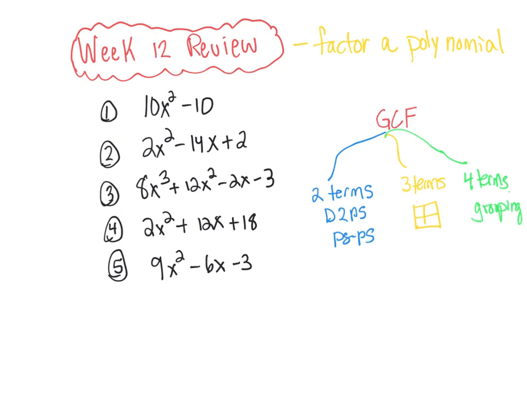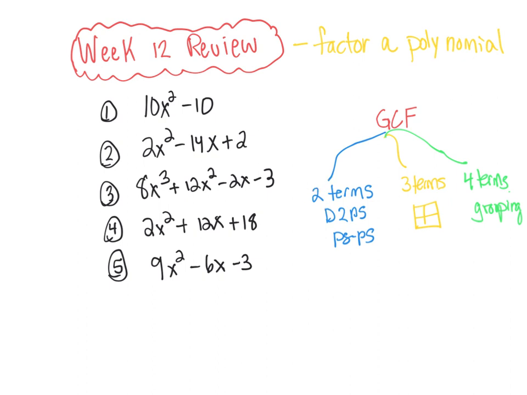All right, for the week 12 review video, we're going to look at factoring a polynomial, and we're not going to keep it to any specific type, so we can see any type of factoring here, meaning that we need to start with our greatest common factor, and after we've done that, if possible, we then look and see, what is remaining, does it have two terms?